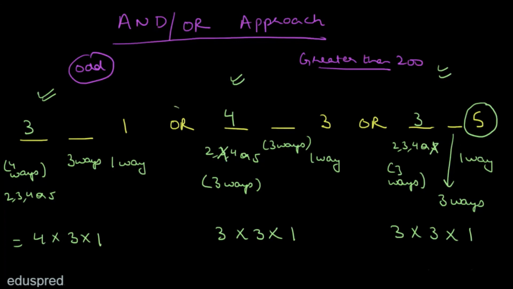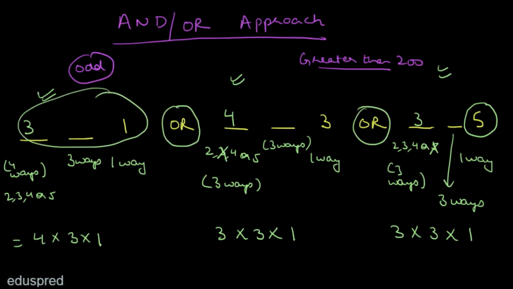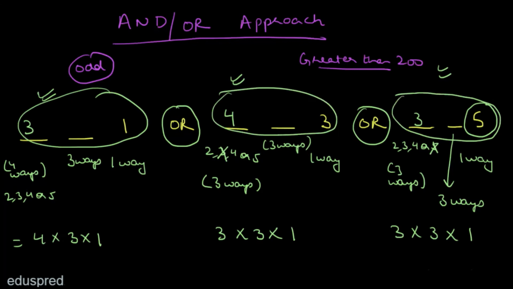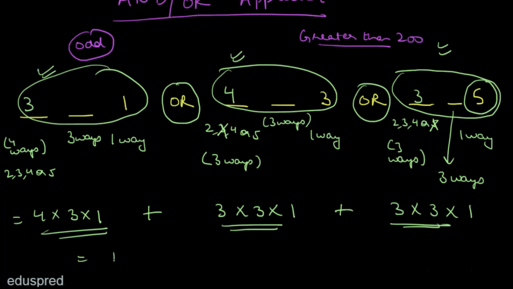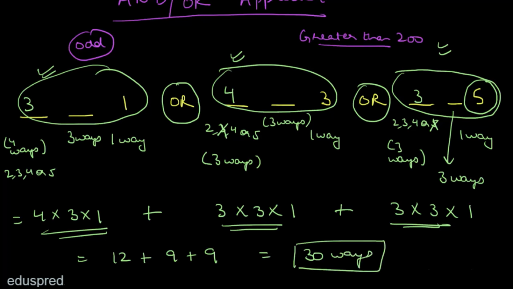Now note that we have OR here. Either this case will happen, or this case will happen, or this case will happen. And OR means addition. So either this plus this plus this. So this is equal to 12 plus 9 plus 9, and this is equal to 30 ways. So that means given the digits 1, 2, 3, 4, 5, you can form 30 three-digit odd numbers greater than 200. So this is all about part A.